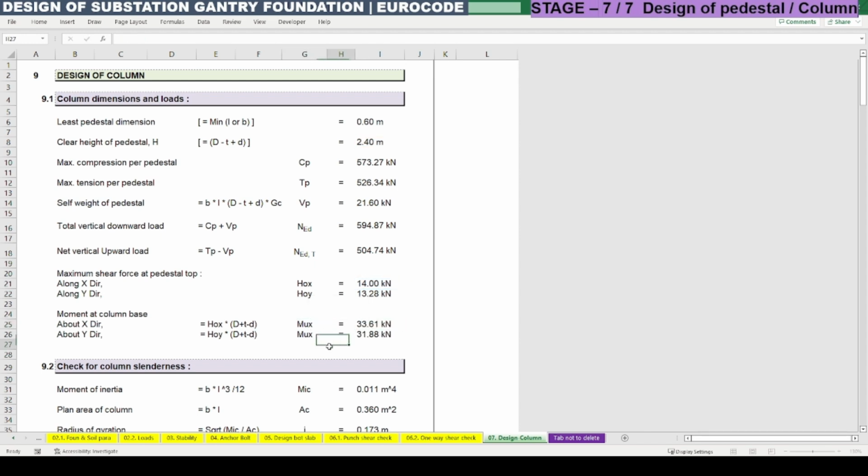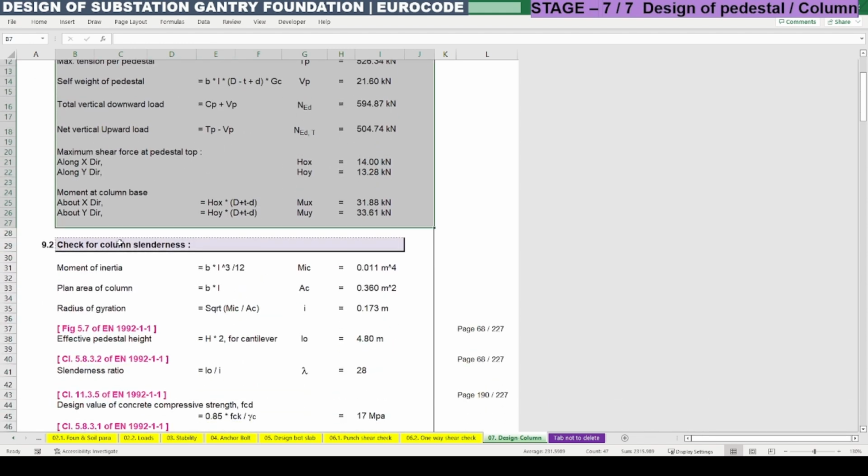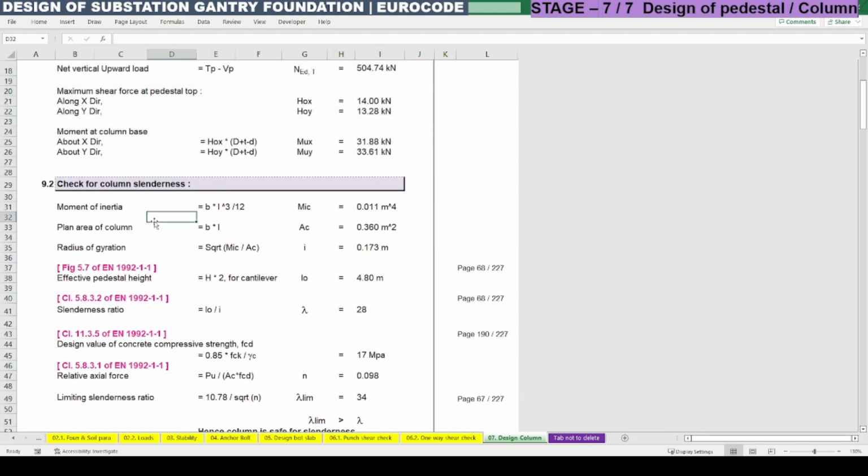Sorry, this is MUX and MUY, but only that for MUX it should be that a clear height should be multiplied with the HUY, and MUY, HOX to be multiplied with the clear height. So now the column dimension and the loads are clear. Next we need to check for column slenderness.